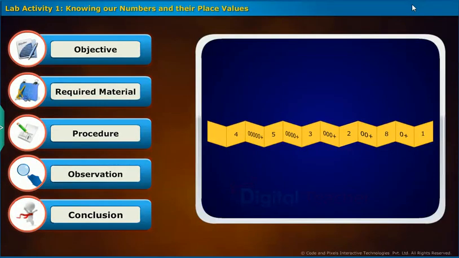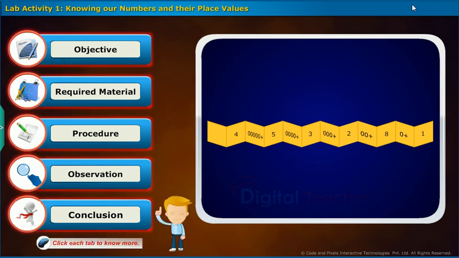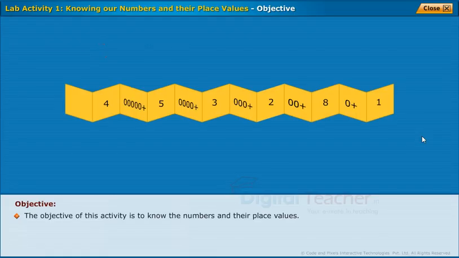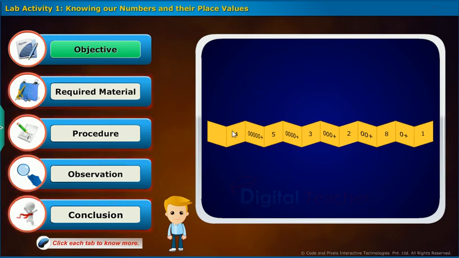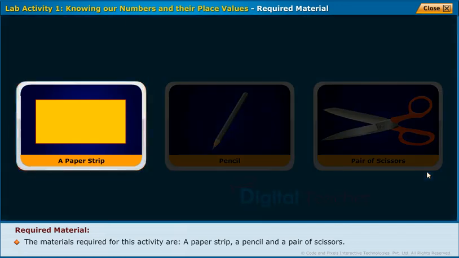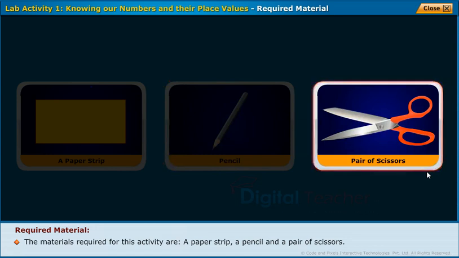Let us do a lab activity to know the numbers and their place values. Click each tab to know more. The objective of this activity is to know the numbers and their place values. The materials required for this activity are a paper strip, a pencil, and a pair of scissors.